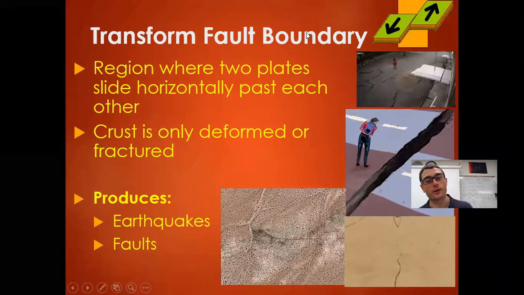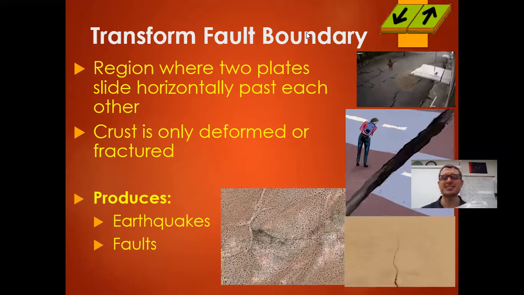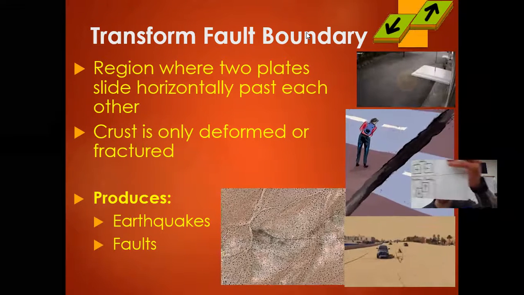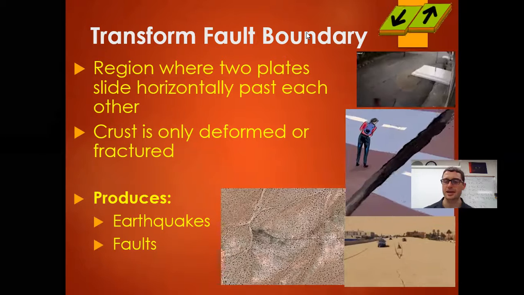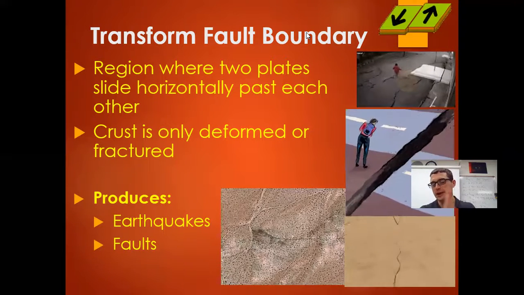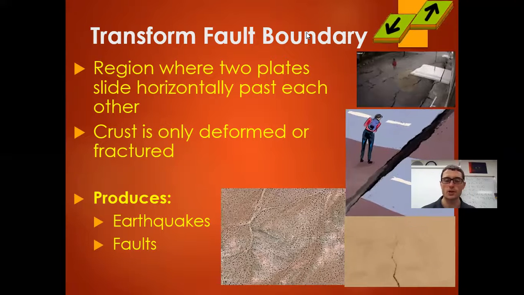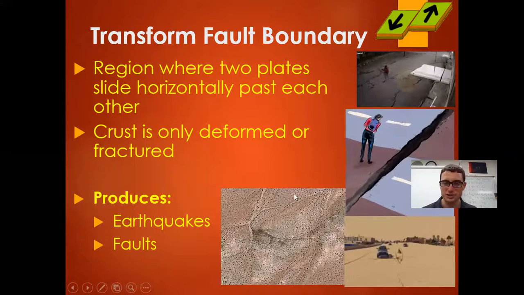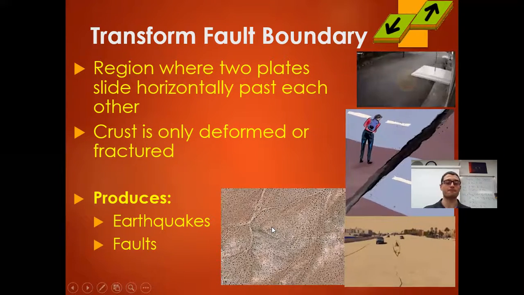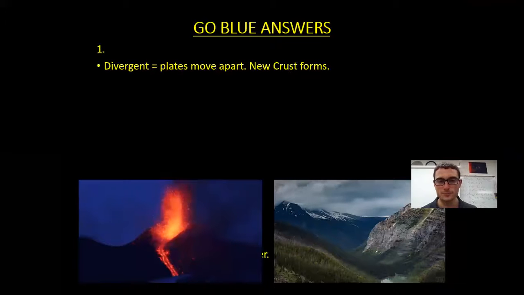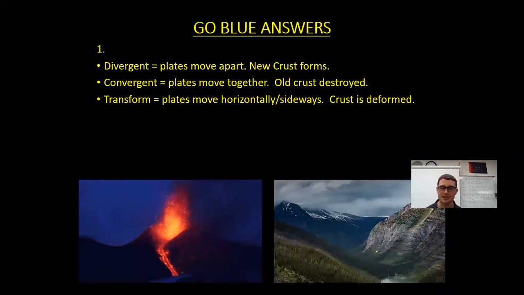Now the crust doesn't form. It doesn't get destroyed. It just gets slightly deformed, slightly fractured. For our produces here, you're going to put earthquakes and faults. Again, when two plates move side to side, like friction when your hands move back and forth, that's going to cause an earthquake or cause what we call a fault line. We can see some images of it here, illustrations, as well as maybe some satellite imagery. So we kind of gave away some of the stuff for our transform. Again, plates move horizontally or sideways, and crust just gets deformed.